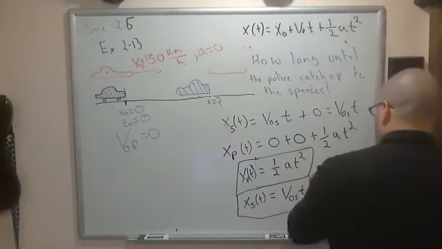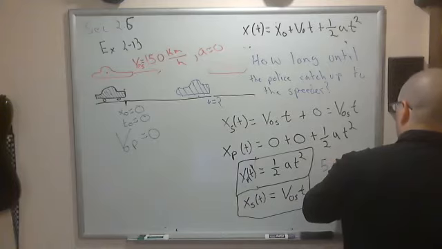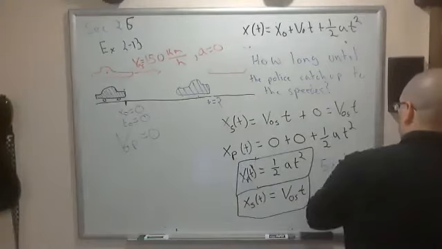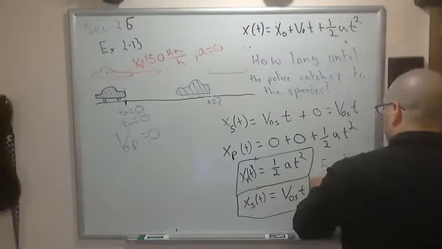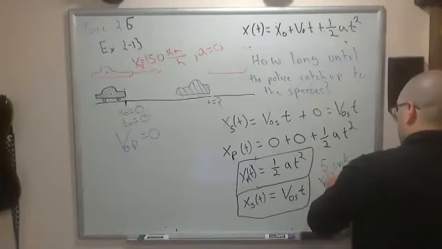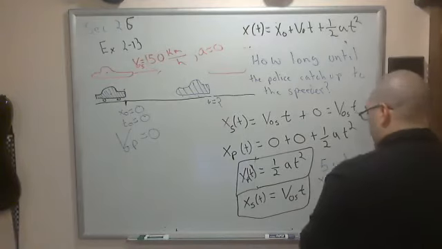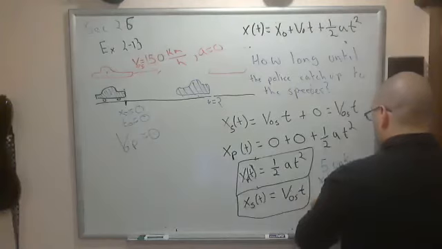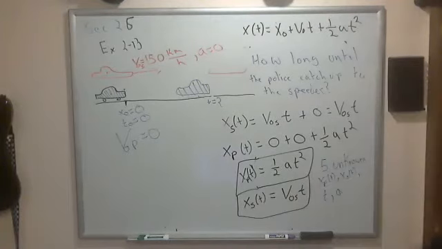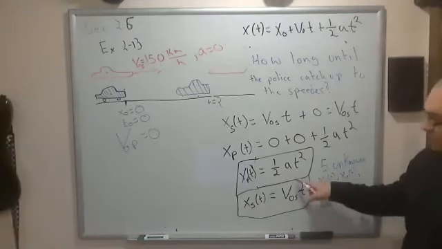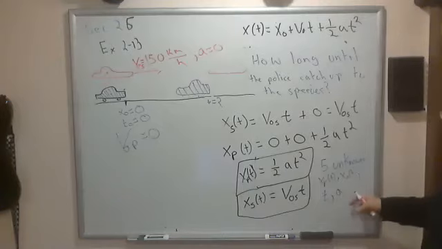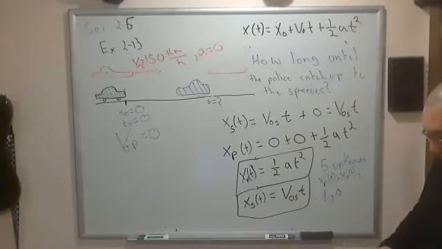So let me write that. XP at that time, XS at that time, T, we don't know, and A. These are the 5 unknowns we have. How many equations do we have? 2, right? We only have these 2 equations. So we need 3 more equations, right?